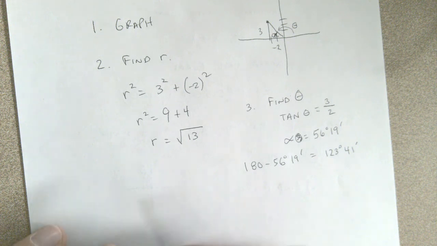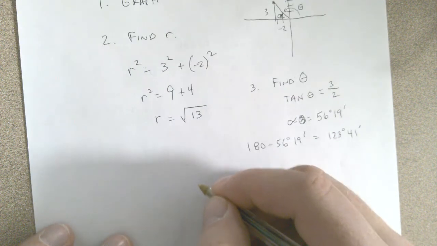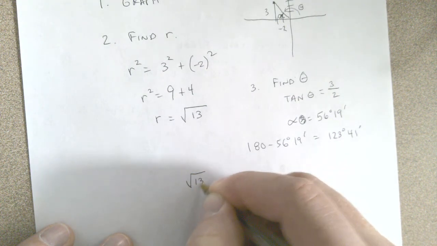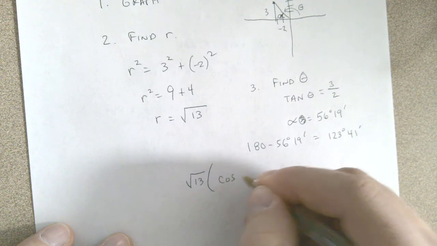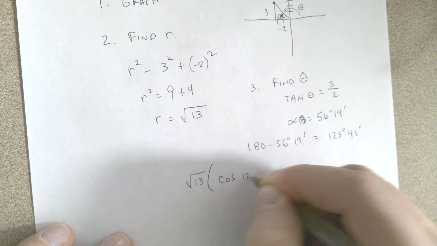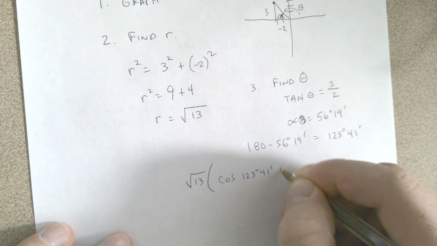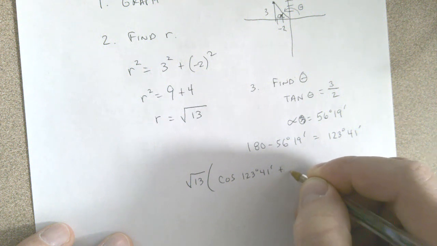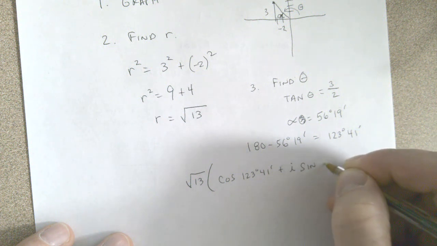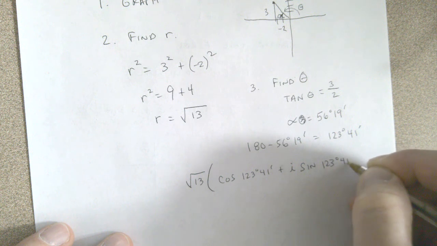So we fill in our trig form. We've got radical 13, parentheses, cosine 123 degrees, 41 minutes, plus i sine 123 degrees, 41 minutes.